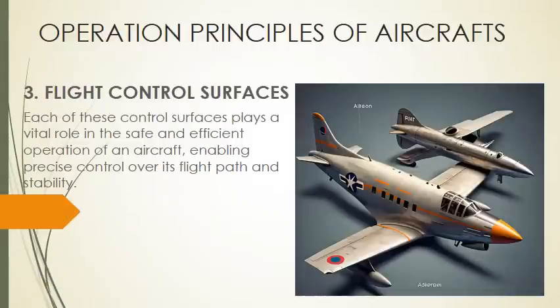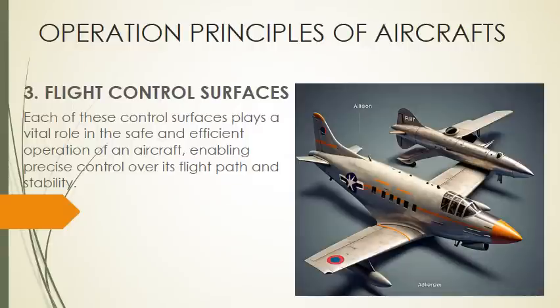As I wrap up this, know that each of these control surfaces plays a vital role in the safe and efficient operation of an aircraft, enabling precise control over its flight path and stability. As I said earlier, there are no wheels, no steering, no tires in the air. But by a careful combination and mastery of these surfaces, we can precisely maneuver the aircraft in the air, and they also help in keeping an aircraft in its flight path and stability. So each of these surfaces has a vital role, especially the primary ones, in the safe and efficient operation of an aircraft.